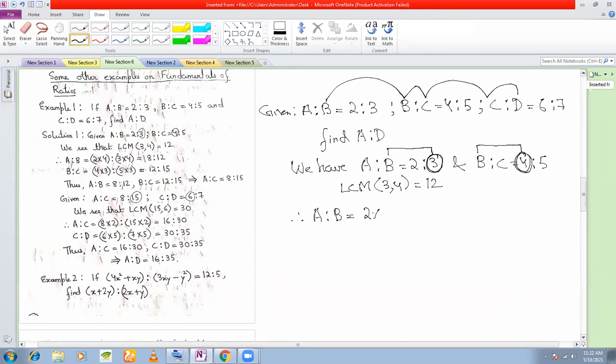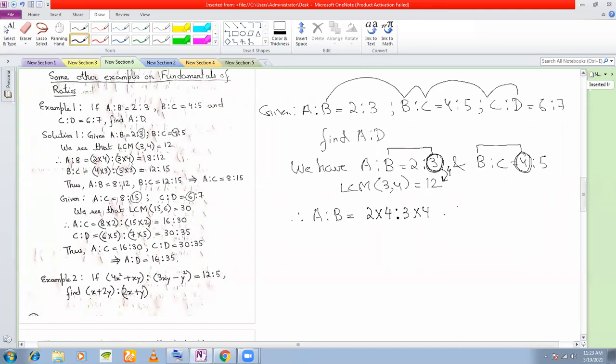So A is to B will become... What you do here is you want to make this 3 into 12. You want to convert this 3 to 12. How much do you multiply by? You have to multiply by 4. So when we are multiplying this 3 by 4, we also need to multiply the antecedent of the ratio by 4.